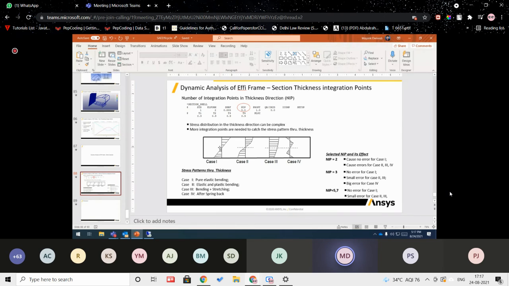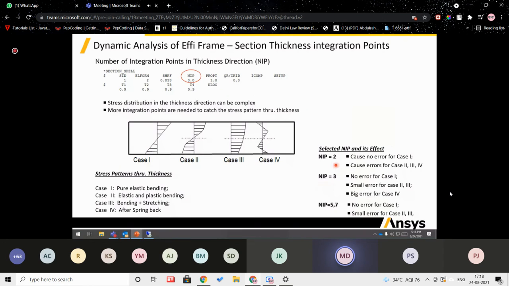One more thing I have explained here is that I have used section thickness integration points. Why do I need those integration points? Let's suppose this is your section, the cross section, and the middle one is your neutral axis. When I say I have 3 integration points, it means one at the neutral axis, another at the top layer, and another at the bottom layer.